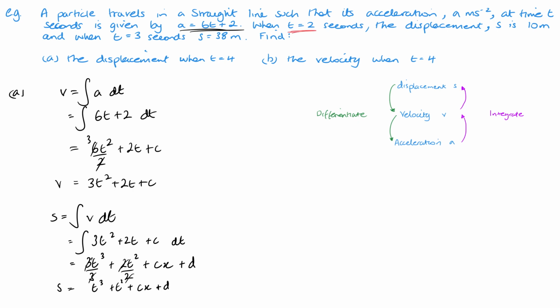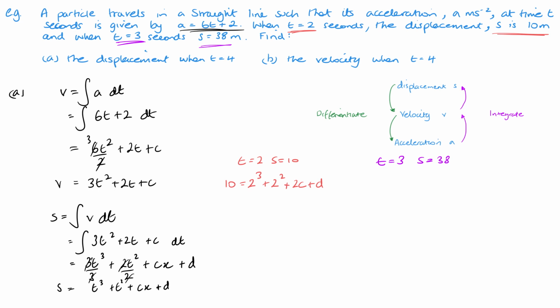Now we need to look at what we've got. So we've got t equals 2, s is 10. And t equals 3, s is 38. So these are our values. So let's take this formula and plug them in. We've basically got two unknowns, c and d, and we can create two equations. So it's just simultaneous equations. So 10 equals 2 cubed plus 2 squared plus 2c plus d.